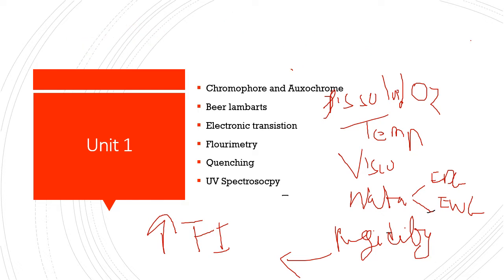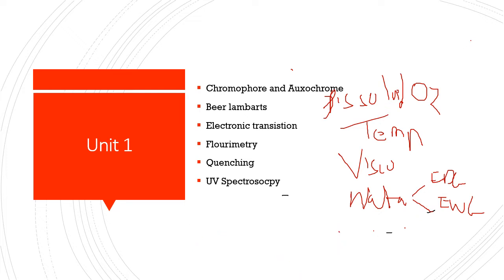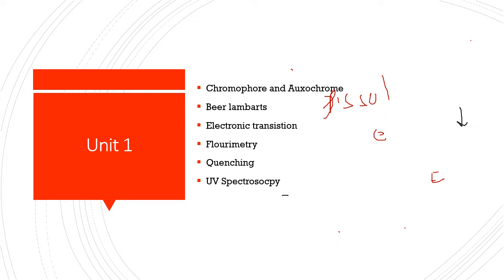So, nature: electron donating group increases the fluorescence intensity. Electron withdrawing group decreases the fluorescence intensity. More the temperature, lesser the fluorescence. More the viscosity, greater the fluorescence. More the dissolved oxygen, lesser the fluorescence. These are the essential factors that affect the fluorescence and quenching.